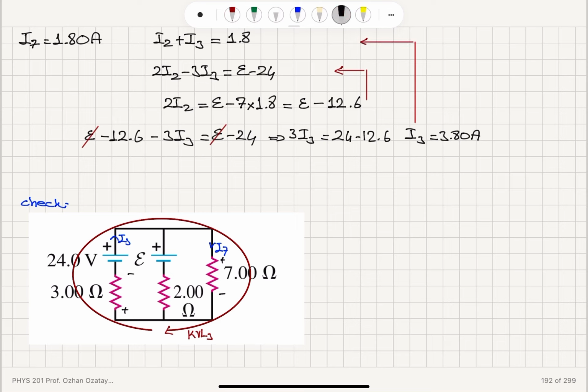I can substitute this result for I3 into the Kirchhoff current law equation, this equation, and that gives me I2 plus I3, which is 3.8, is equal to 1.8. So this means I2 is equal to minus 2 amps. All right.